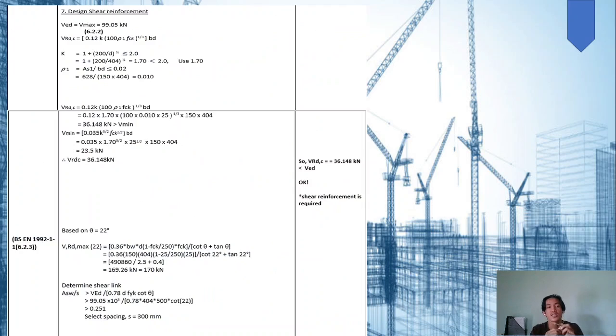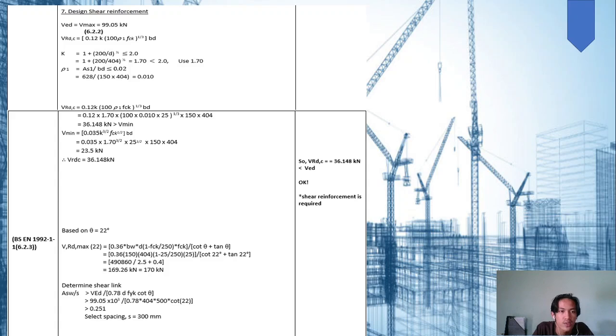And then for the design shear reinforcement, VED is equal to Vmax, so it is equal to 99.05 kilonewton. Okay, and then we must calculate the VRDC. Before that, we must calculate the K value and also rho 1. For the K value, we will use 1.7, and also rho 1, we will use 0.01. So we will calculate the VRDC value, and then we got 36.148 kilonewton.